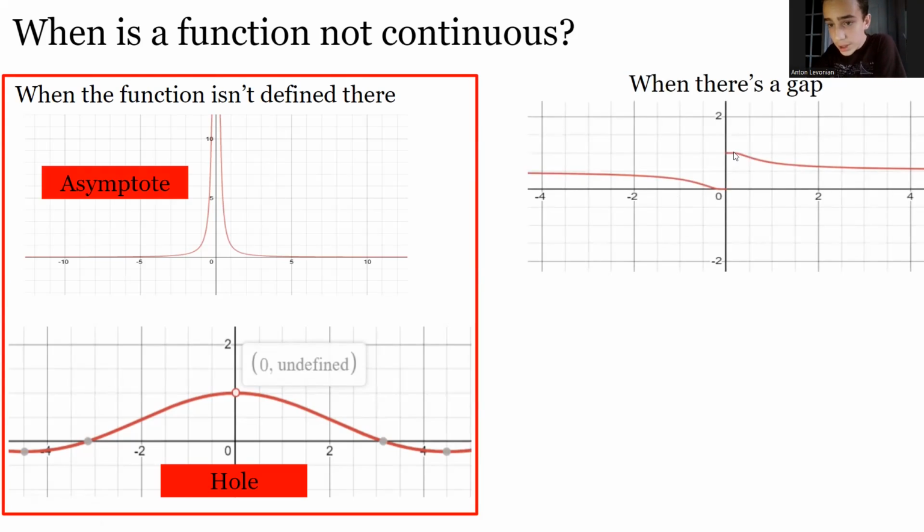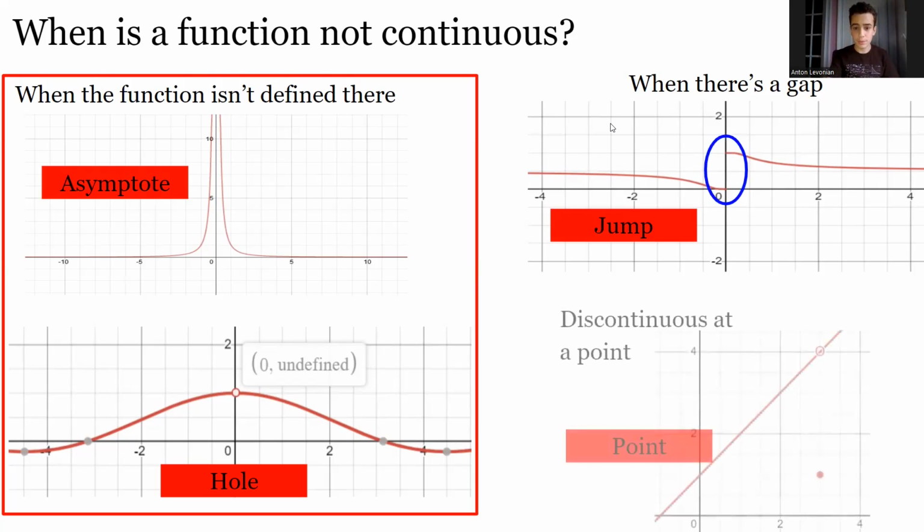For instance, this function right here, it's defined at x equals 0 as 0. So we say f of 0 equals 0, but then it suddenly jumps to this branch of the curve. And because of that, even though it's defined, it is still not continuous. And this we call a jump discontinuity because there's a gap between these two branches of the curve.